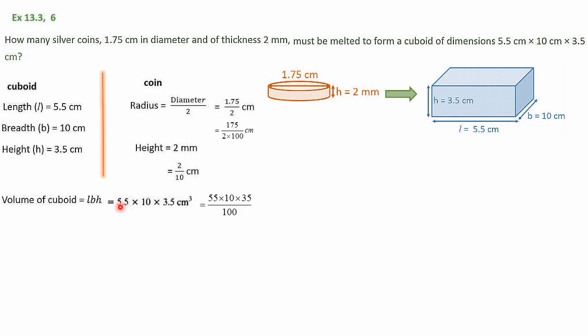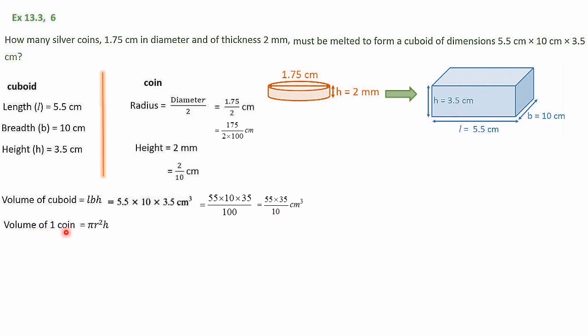So 55 into 10 into 35 divided by 100. We have removed the decimal portion. Then here 1 zero we can cancel. 55 into 35 by 10 will be there. So 55 into 35 by 10 centimeter cube. No more calculation, we will do further calculation at last. A denominator with a 0 is not a problem. Multiples of 10 are not a problem; we can easily calculate later on.